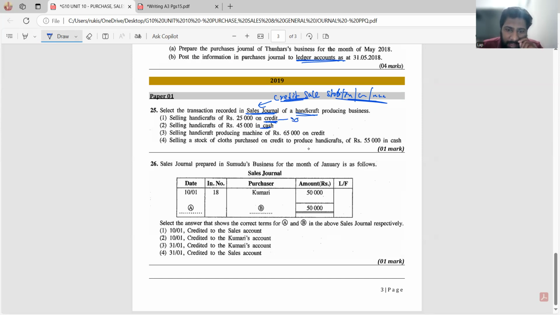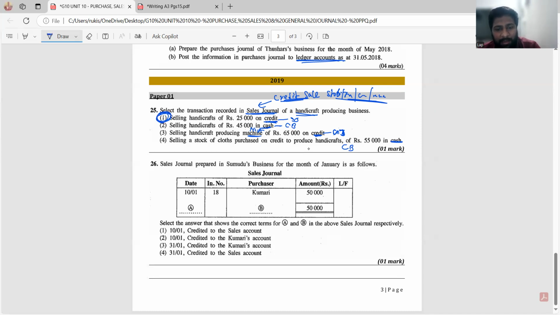This is in cash, so that means we are getting cash. It should go to the cash book. It's a handicraft producing machine. Non-current asset sold on credit will go to the general journal. Selling of a stock of cloth purchased on credit to produce handicraft for 55,000. Again, here cash is there. So then the correct answer is the first.